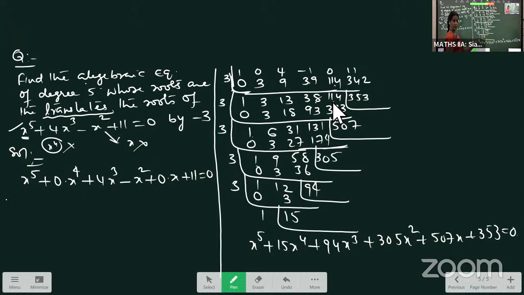1 into x to the power of 5, x to the power of 5. Next 15 x power 4, 94 x cube, 305 x square, 507 x and 353. We have to write them in terms of x power 5, x power 4, x cube, x square, x and constant. That is your answer. So this is a 7-mark question. This is also, but nothing is there to struggle more about this. Just go through it once.